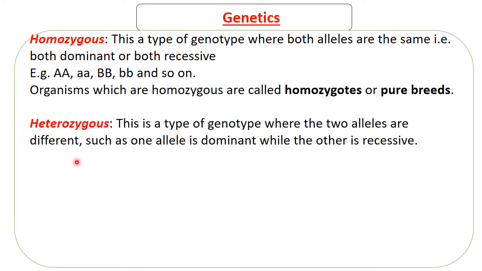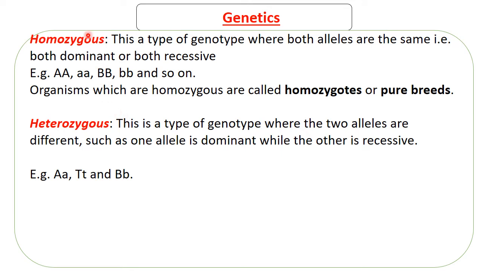Then the other term is heterozygous, which is the opposite of homozygous. Heterozygous is a type of genotype where the two alleles are different, such as one allele is dominant while the other is recessive. So a situation where we have different alleles, the dominant and the recessive, is called heterozygous. For example, Tt.